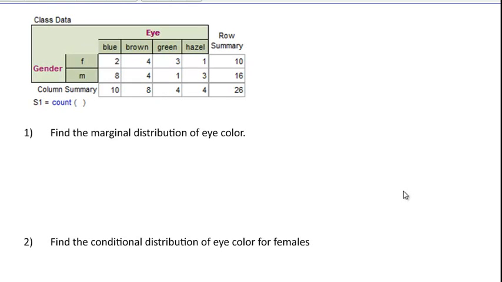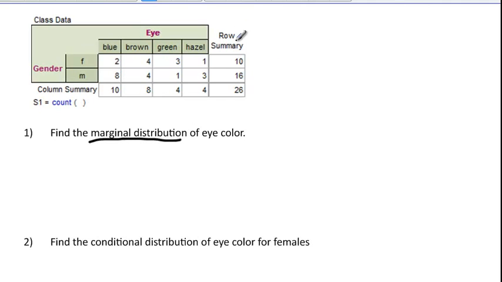Let's use the contingency table that we created in the previous lesson, showing the two variables, eye color and gender, for previous statistics classes. The next question you might be asked is to find the marginal distribution of eye color. The keyword in this case is marginal distribution, and I always think of that as meaning look to the margins. So I have two margins.